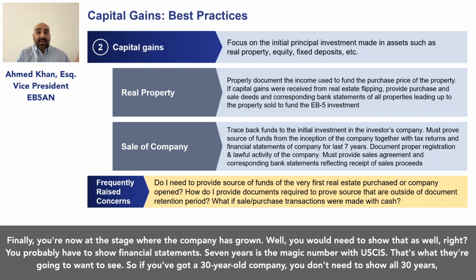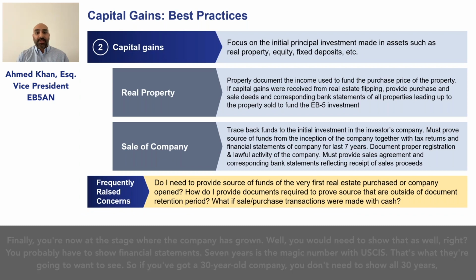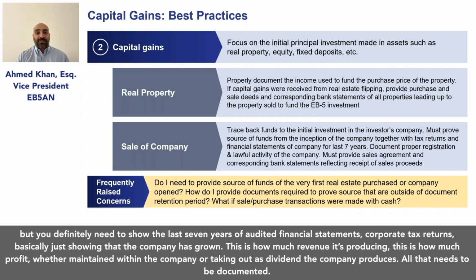Well, you would need to show that as well, right? You probably have to show financial statements. 7 years is the magic number with USCIS. That's what they're going to want to see. So if you've got a 30-year-old company, you don't need to show all 30 years, but you definitely need to show the last 7 years of audited financial statements, corporate tax returns, basically just showing that the company has grown. This is how much revenue it's producing. This is how much profit, whether maintained within the company or taken out as dividend, the company produces. All that needs to be documented.